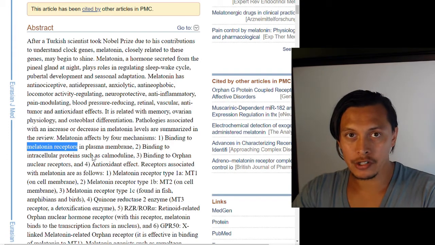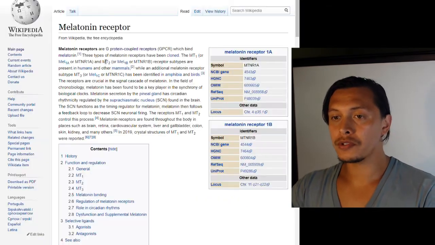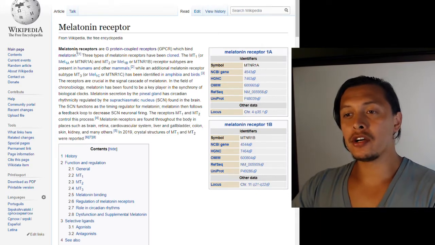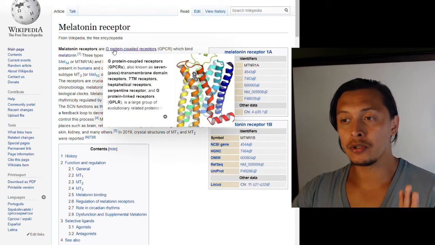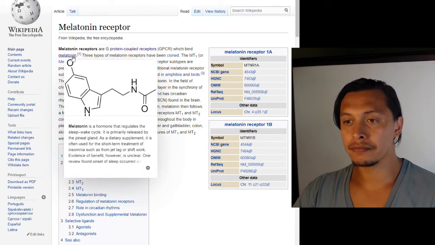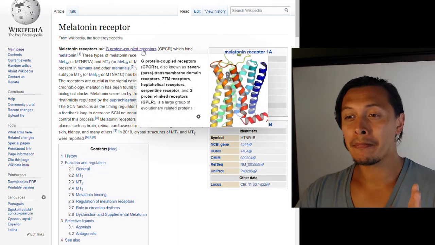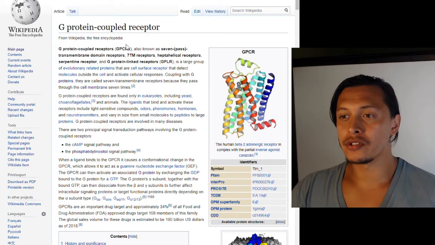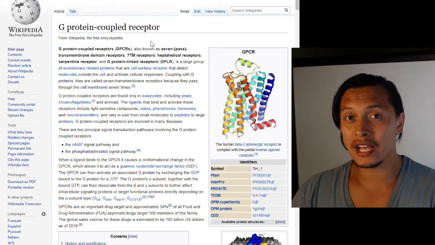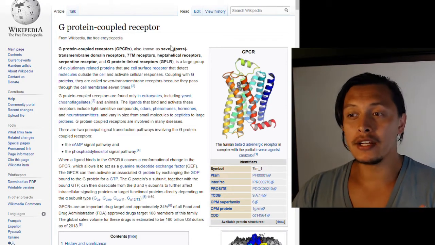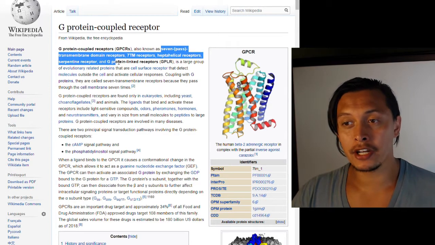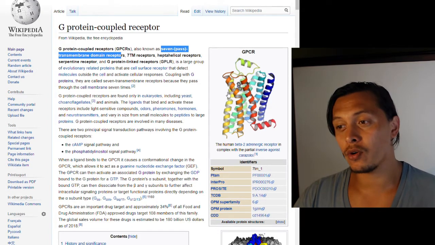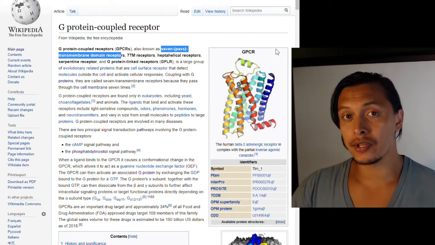What is a melatonin receptor? I'm going to actually have to dig a little deep for us to understand this fully. Melatonin receptors are G-protein coupled receptors, which bind to melatonin. Okay. What is a G-protein coupled receptor? G-protein coupled receptors have many names, because in biology we like having 10 names for the same protein. It is sometimes called the 7-pass transmembrane domain receptor, because they have 7 helices that go through the cellular membrane.